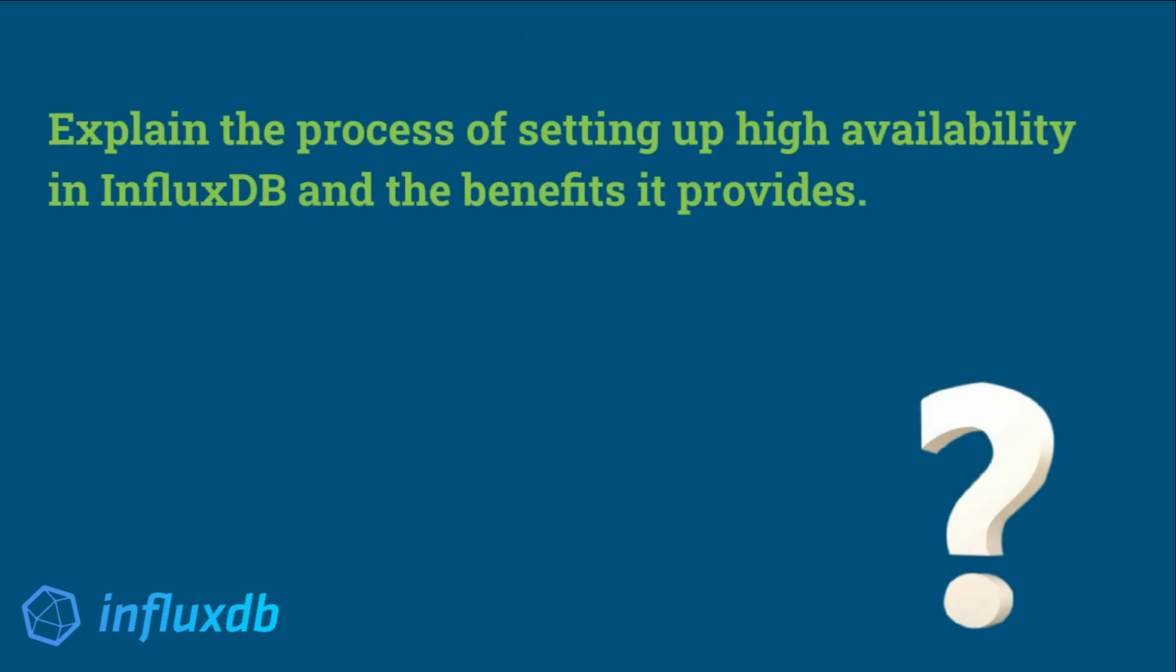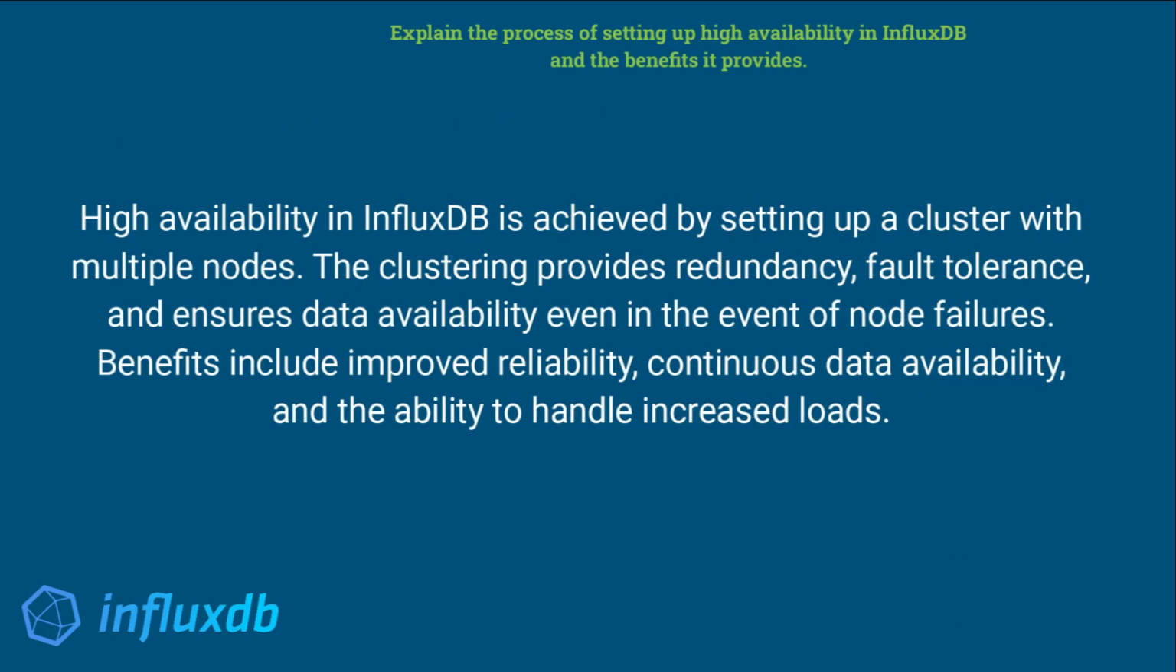Next question: explain the process of setting up high availability in InfluxDB and the benefits it provides. High availability in InfluxDB is achieved by setting up a cluster with multiple nodes. The clustering provides redundancy, fault tolerance, and ensures data availability even in the event of node failures. Benefits include improved reliability, continuous data availability, and the ability to handle increased loads.